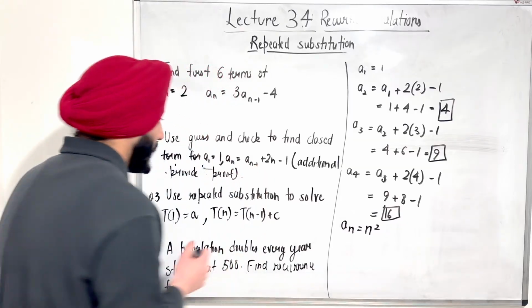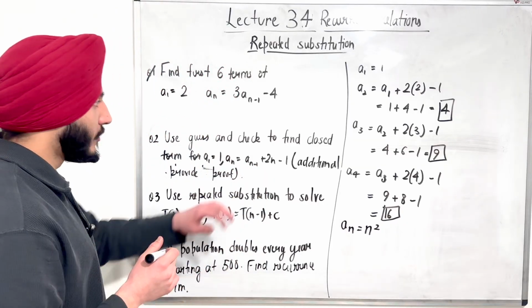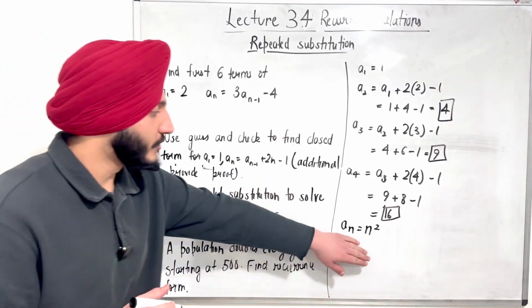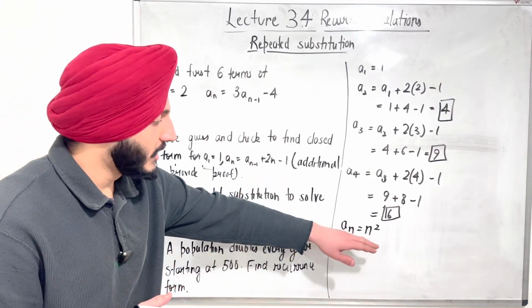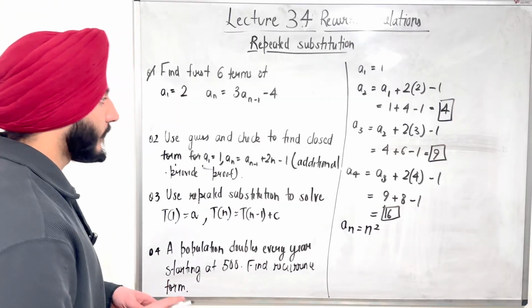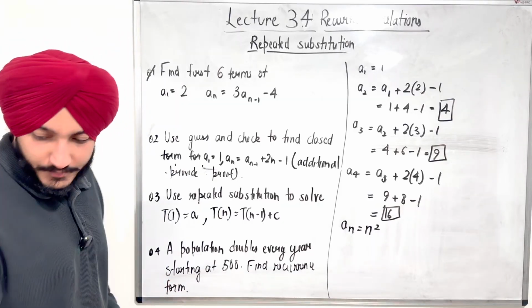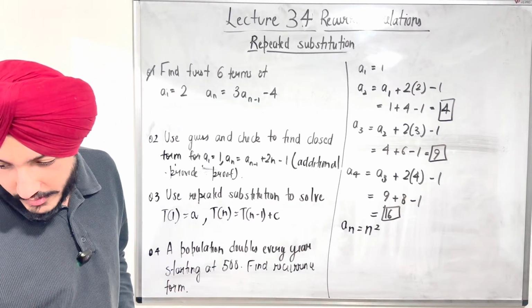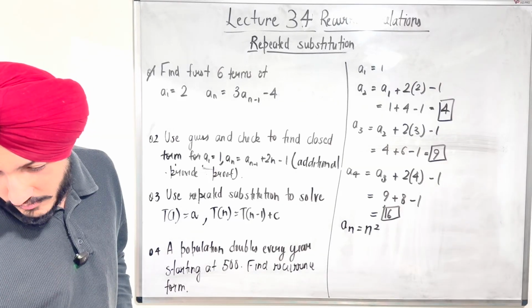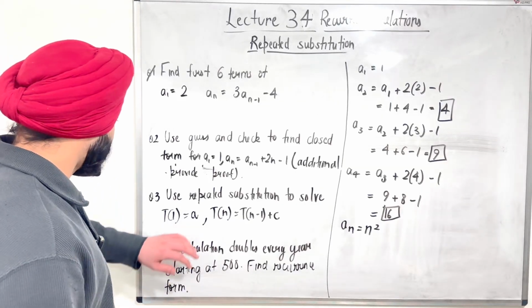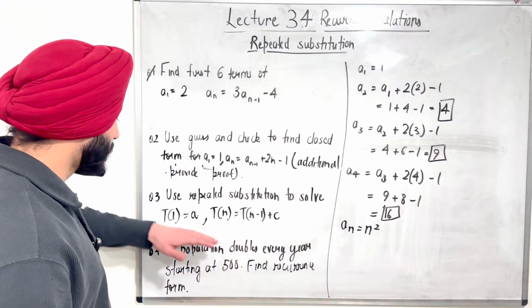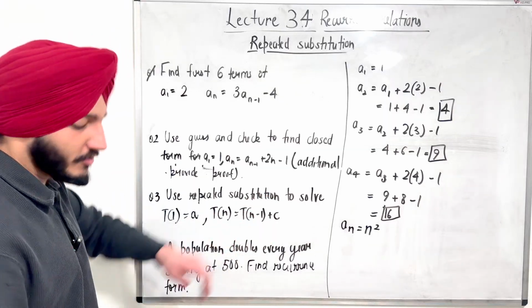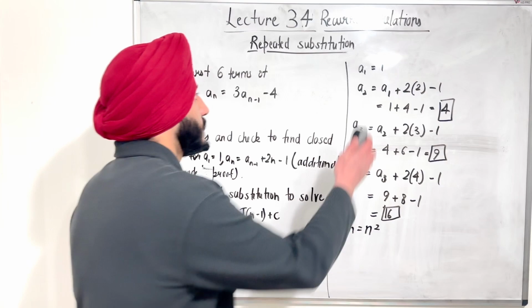Okay, I hope you were able to understand this question. So guess and check to find the closed form. The closed form that we come up with for this question is going to be an equals n squared, right? Okay, third question: use repeated substitution to solve for T1 the following equation, right? I'm just going to erase this one.